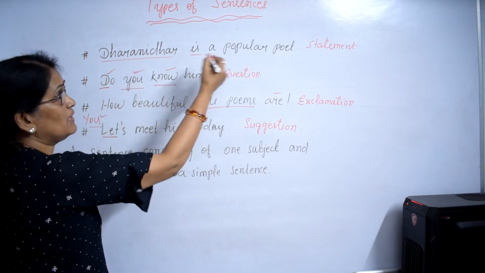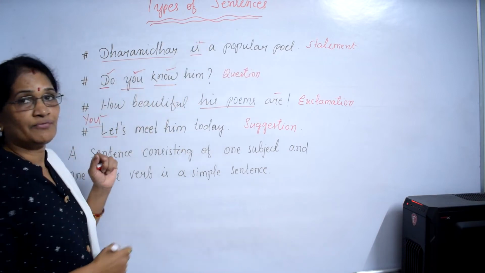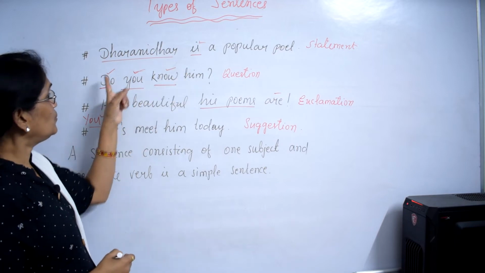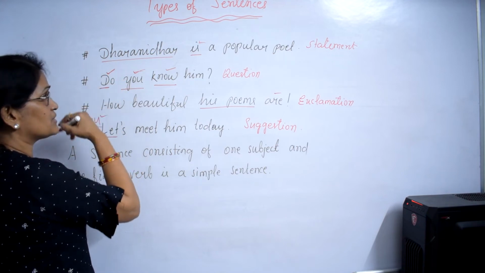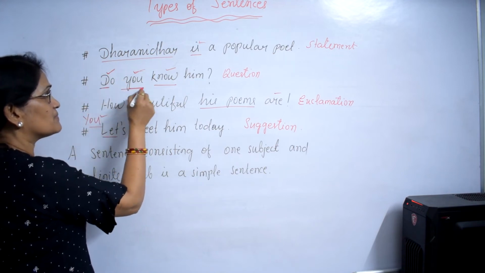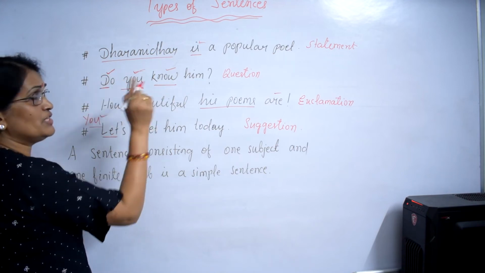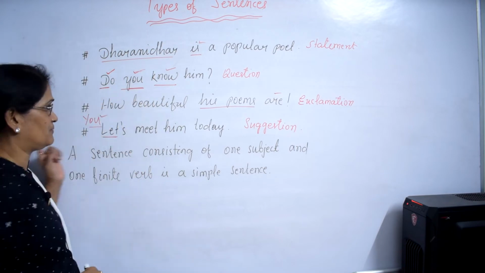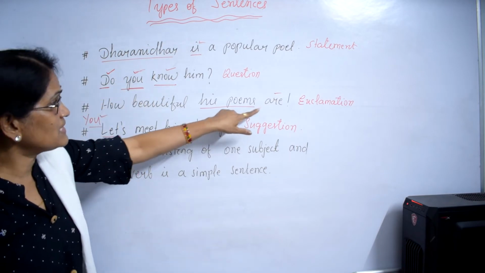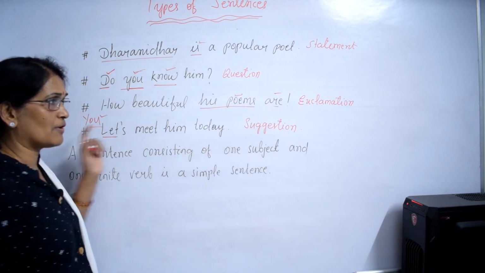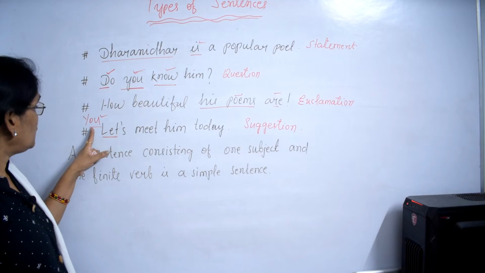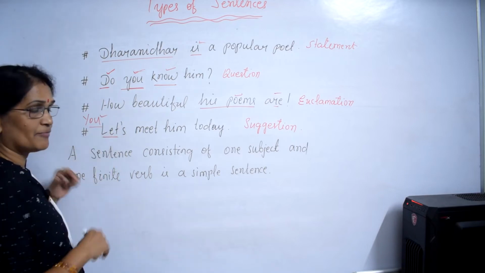Dharanidhar is a popular poet. Is is the finite verb in this sentence. Do you know him? 2 verbs. But do is the first verb. Agrees with the subject. It is finite. Know is not a finite verb. Do is the finite verb. How beautiful his poems are. His poems, subject, are, verb. Finite verb. You, subject, let, finite verb.